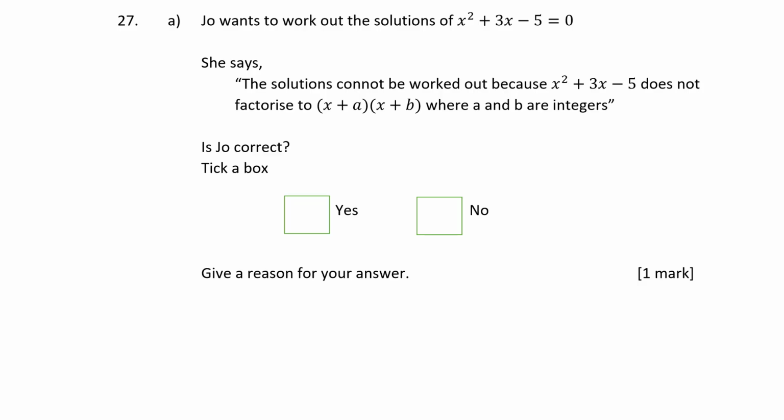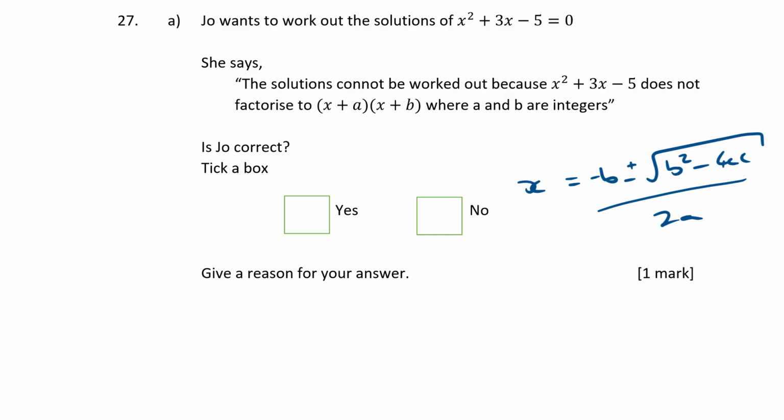And you should all know that if you can't factorize, then plan B is to use the formula, which is x equals minus b plus or minus the square root of b squared minus 4ac, all over 2a. The only way that wouldn't work out is if the determinant part here is less than 0. If that part there is a negative number, then we've got a problem, and we can't find any solutions. But is that the case here? What is b squared minus 4ac?